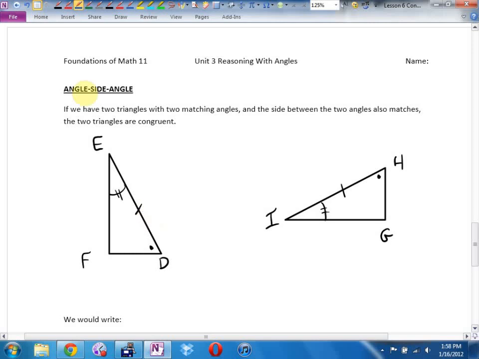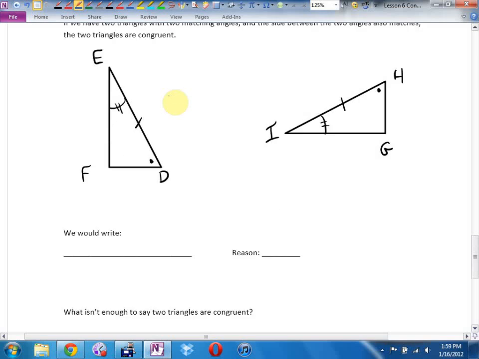Okay. These three are on the back of that sheet in the first column there. I think you'll see side, side, side, and then angle, side, angle, and side, angle, side, something like that. They're all three of them there, yes? We would write this. Triangle DEF is congruent to triangle... Let's see. D goes with H absolutely. E is on a double hash mark. I, absolutely. And G. Reason: angle, side, angle.